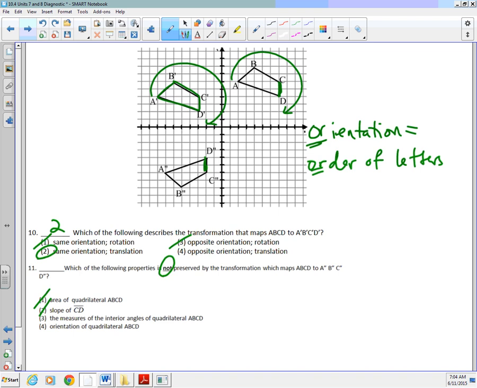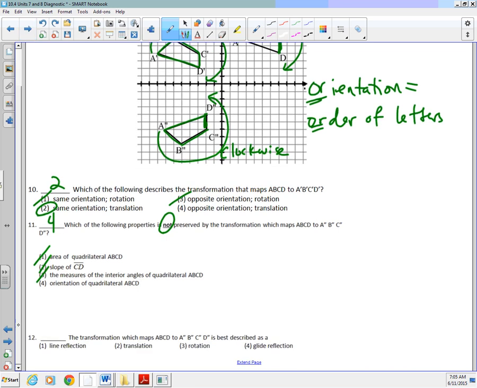The measures of the interior angles of the quadrilateral. Again, we have to kind of figure out what we did here, but the angles did not change. My figure was not deformed. It was just sort of perhaps moved and flipped. Let's take a look at orientation. If I go from A to B to C to D here, I'm going clockwise. So my orientation changed.